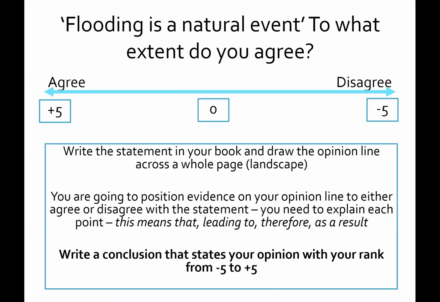Flooding is a natural event. I agree to a large extent, so +5, because it's caused by heavy precipitation. You're always going to get floods because it's always going to rain. Or you might say, well, I disagree because actually people make it worse through urbanisation, deforestation, etc.